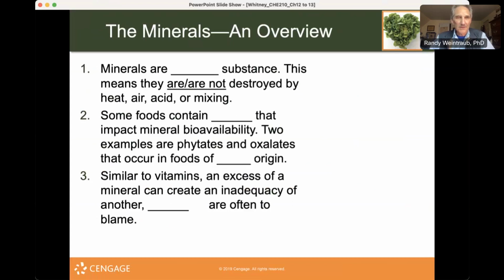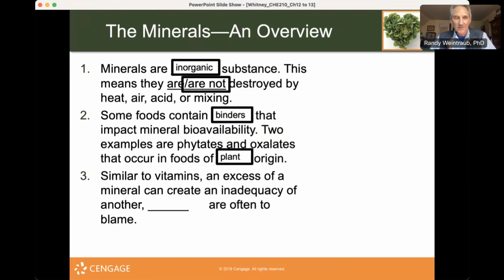Okay, minerals. These are inorganic substances. They are not destroyed by any conditions of heat, air, acid, or mixing that we'd normally experience under ambient or normal conditions. Some foods contain binders that impact the availability of these minerals. Two examples are phytates and oxalates that occur in foods of plant origin. So it's very important to remember that little phenomenon.